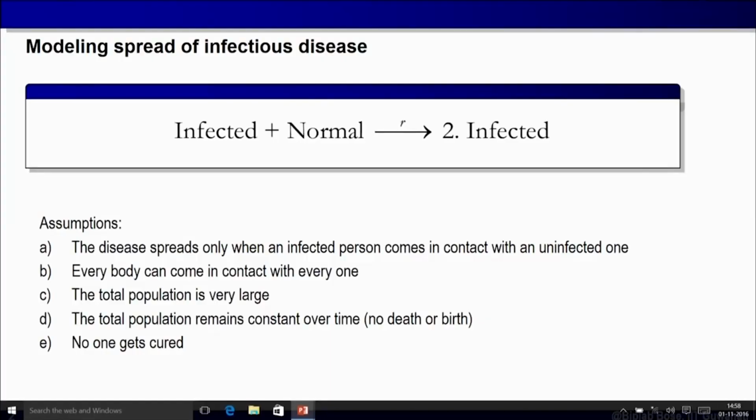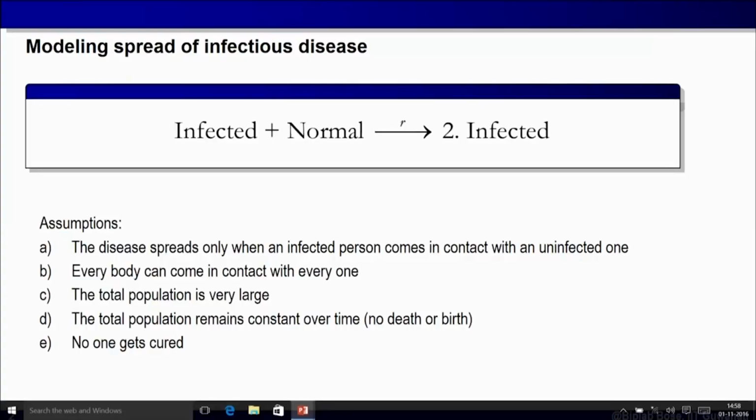If you remember, in the second module, we discussed that we always have to simplify the problem and make the simplest model possible, and to do that, we have to make certain assumptions. Here, we don't really have a complete graphical model, but I can write it like this: for the spread of infection, like the common cold, you have an infected person. That person comes in contact with a normal person who is not infected yet, and that normal person becomes infected, so we get two infected persons.